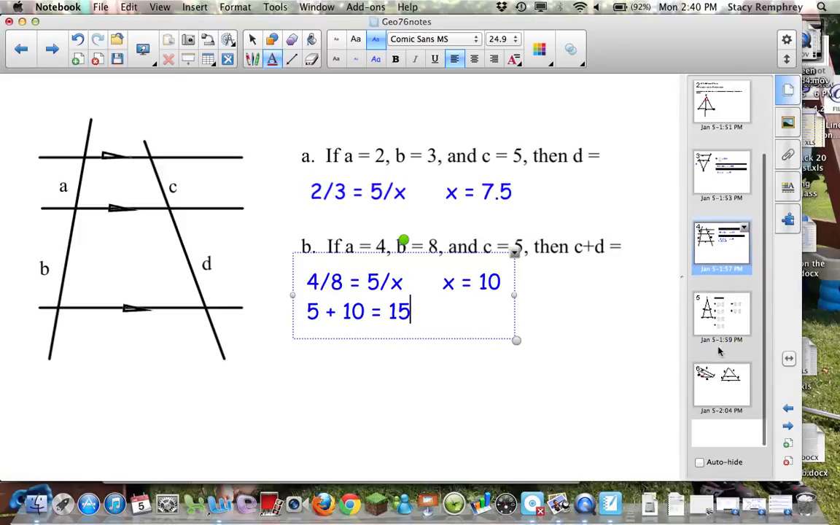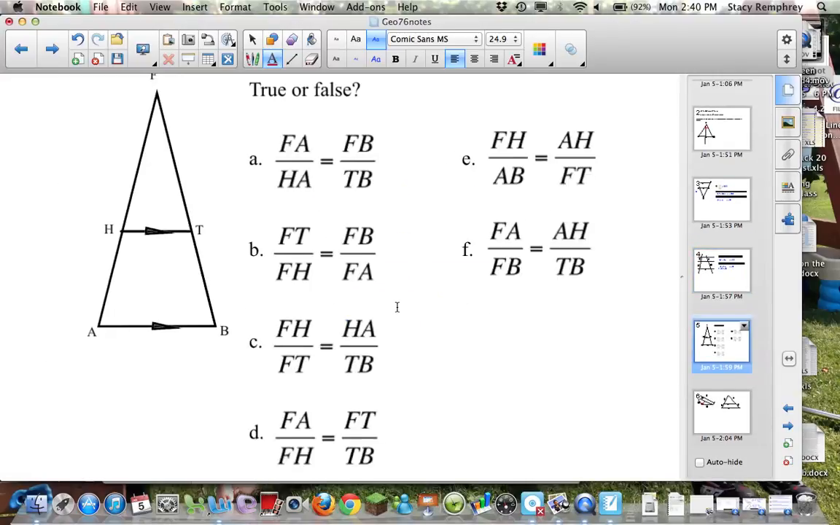Goodness, I have several problems. Over here, we'll go through true, false. So you have to just make sure, again, that you're comparing the same thing. So I have FA over HA. So I have the whole over kind of this bottom part in letter A, FB over TB. Okay, well that is going to be true. That does work out. So FT, okay, small side, over FH, okay, so that was small right to small left, is going to equal FB, large right, over FA, large left. So that one is also true.